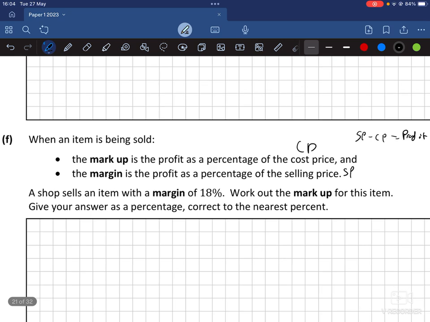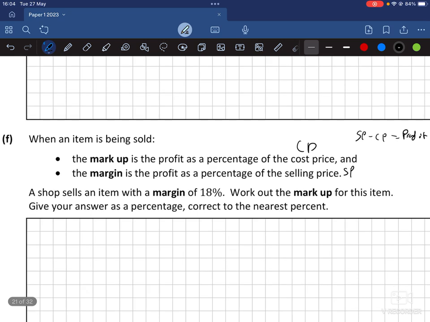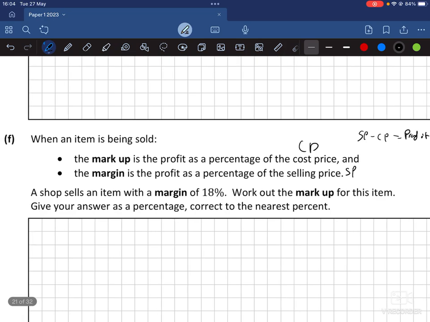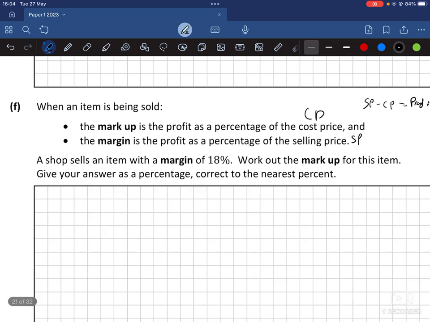The only thing we're told is that the margin is 18%, and then we're asked to work out the markup. That looks like such a little amount of information. Crazy. So I suppose you could use a lot of maths to do this, but I think there's a simpler way of doing it.